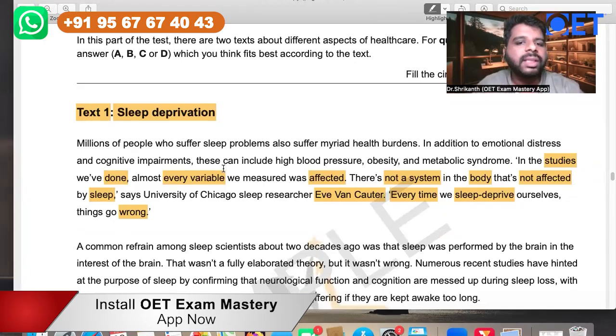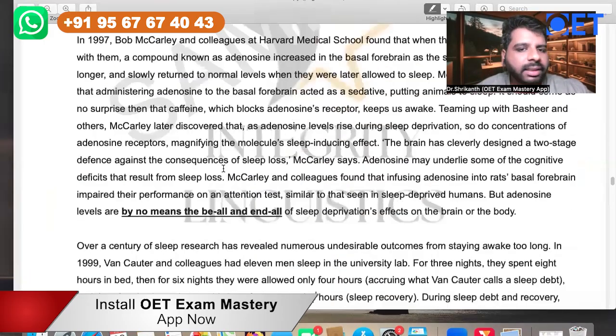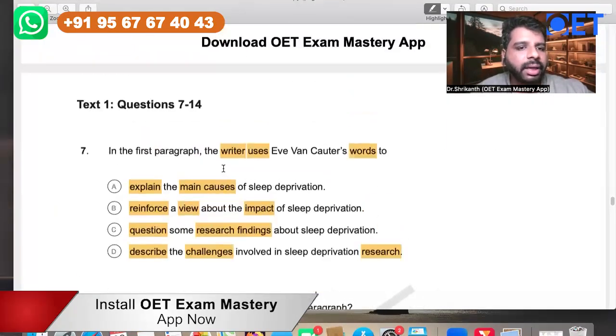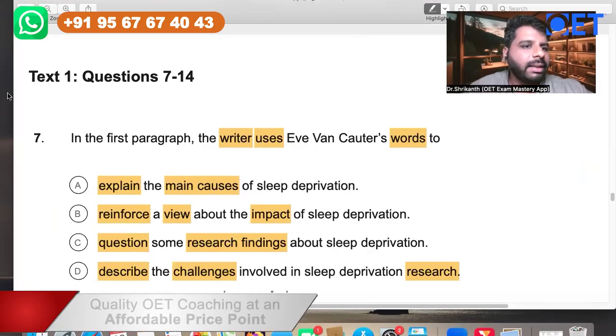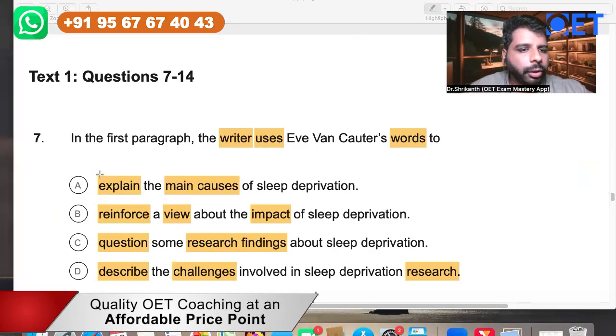But what causes sleep deprivation? There is nothing mentioned regarding the causes of sleep deprivation, right? So, for that reason, what can you do? You can very easily eliminate answer option A. Okay, so A is eliminated.